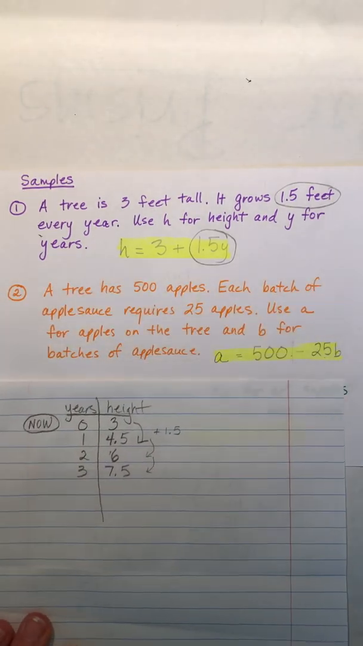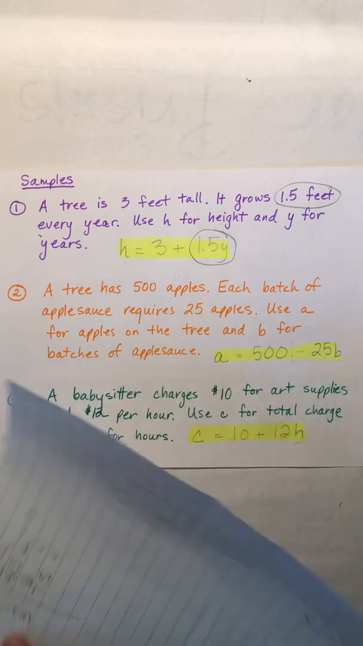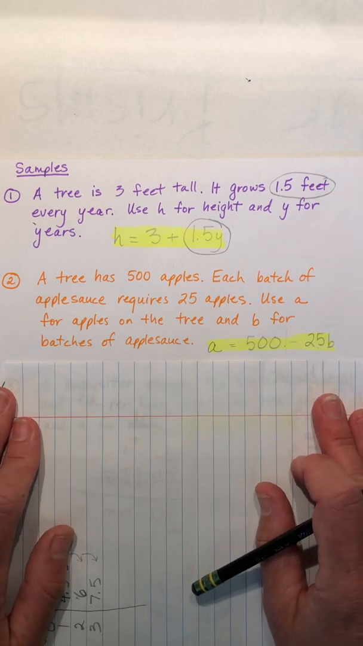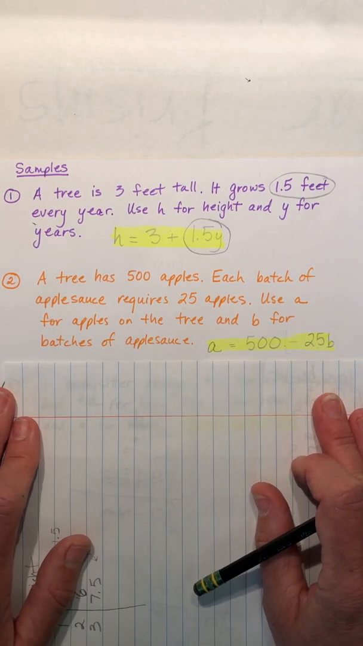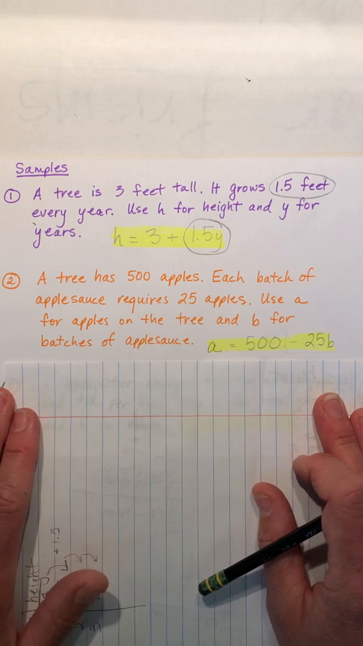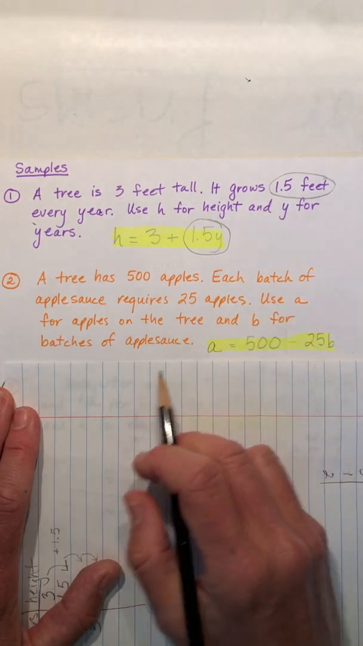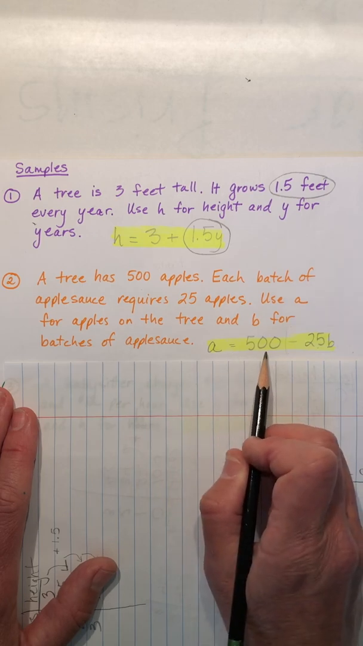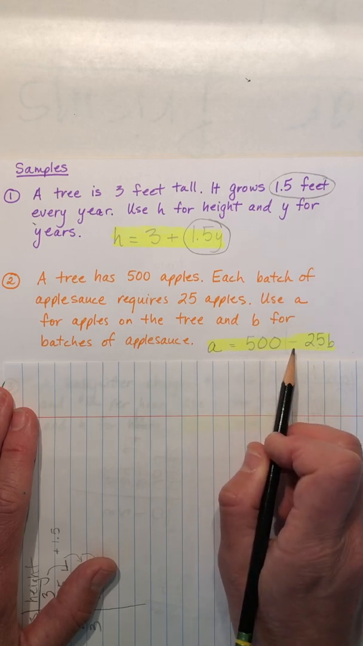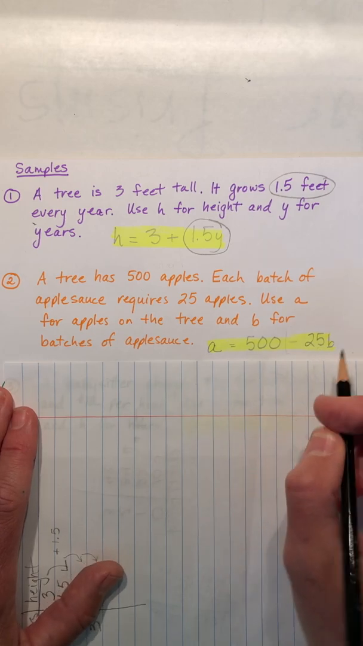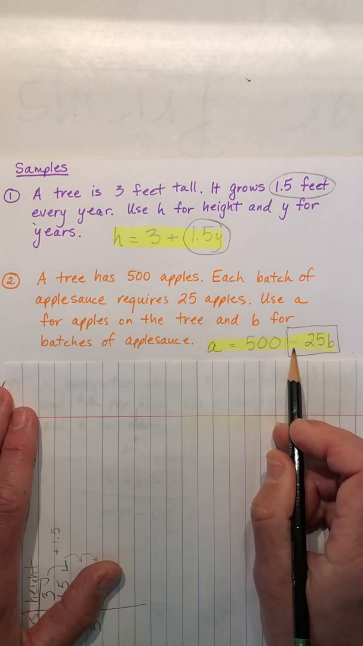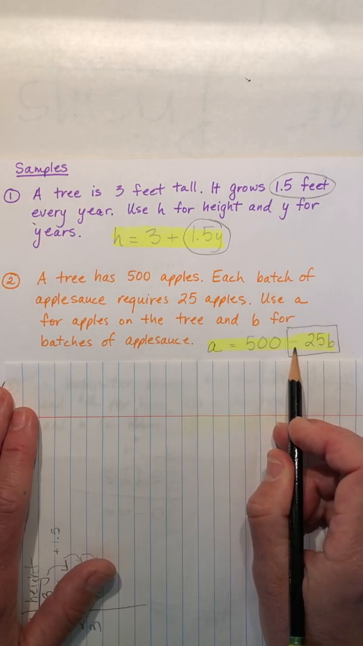Let's take a look at number 2. And again, this is one we did earlier in the week. So a tree has 500 apples. Each batch of applesauce requires 25 apples. Use A for apples on the tree and B for batches of applesauce. So here's our equation. The number of apples on the tree, A, equals the 500 that are on there right now, minus 25 per batch of applesauce. Now, I want to box in this subtraction here to emphasize that this is a negative rate of change. A negative rate of change.